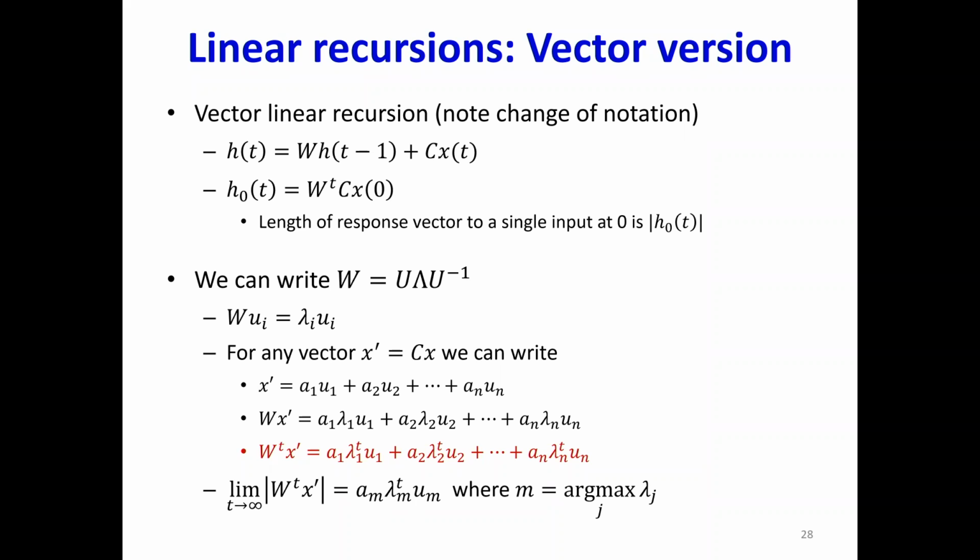What happens as t increases? They're all going to go to 0, right? In the limit, the only thing that you're going to have left is going to be a1 times lambda 1 raised to t times u1. The rest of them are going to disappear, correct? And so as t tends to infinity, this simply becomes a1 lambda 1 raised to t u1. That's it. That's all that remains.